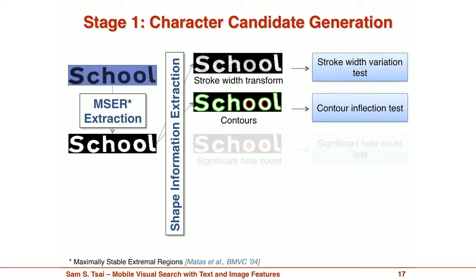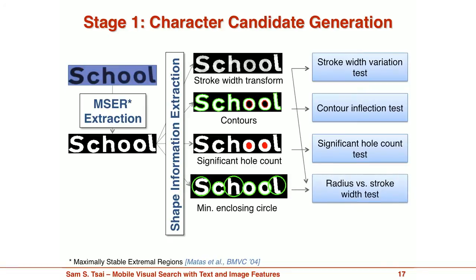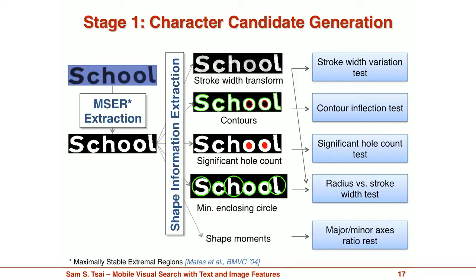We also check the number of holes within its region and use the minimum enclosing circle to estimate the size of the characters, which we then check with the stroke width. And also the shape moments to check the major and minor axes to see if it's just a long line. Once the character candidates pass through these tests, we go on to the second stage.